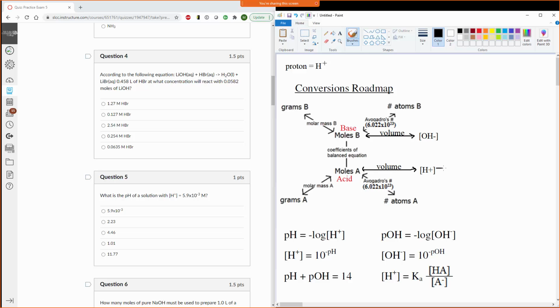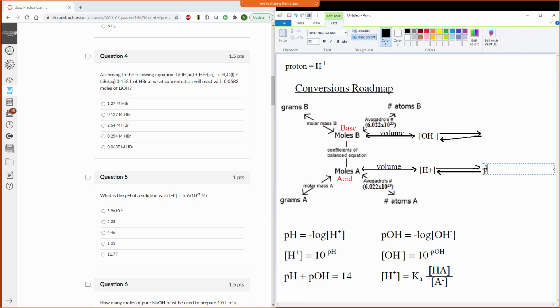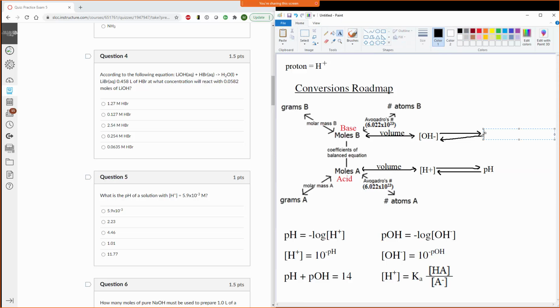So I can go again, and now there's 2 arrows because there's 2 different equations. They're technically the same equation if you're super good at the properties of logs, but I don't necessarily care that you're super great at the properties of logs. I don't mind giving you both equations. But from the H plus you can find the pH, and from the OH minus you can find the POH.